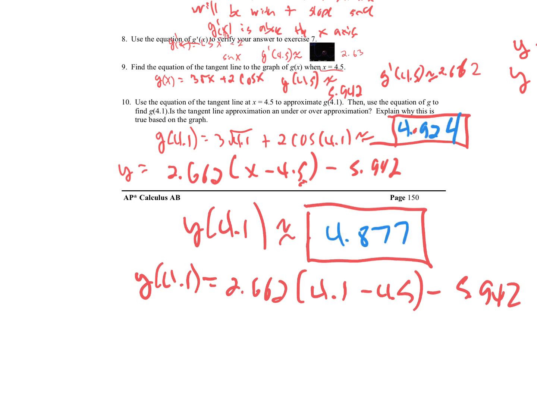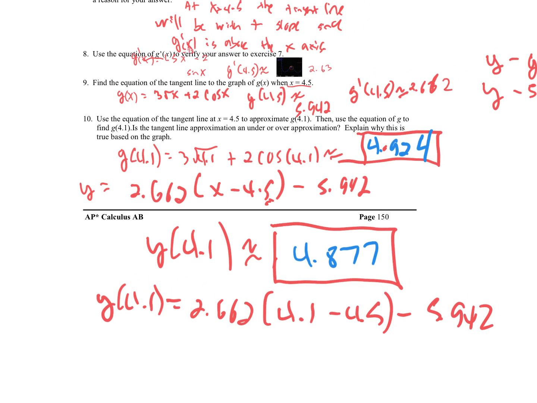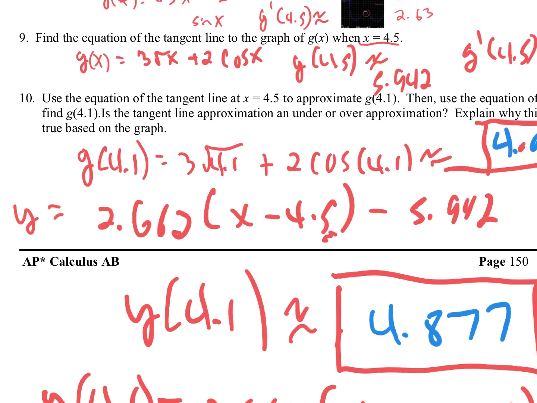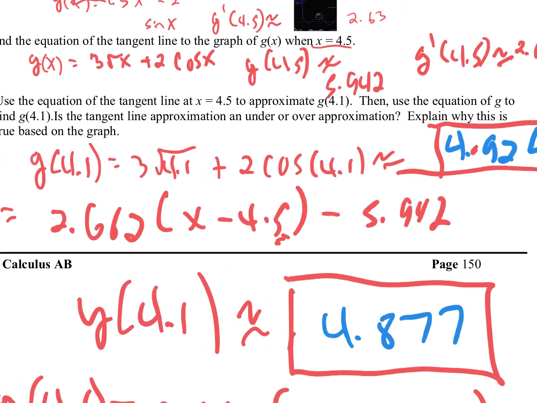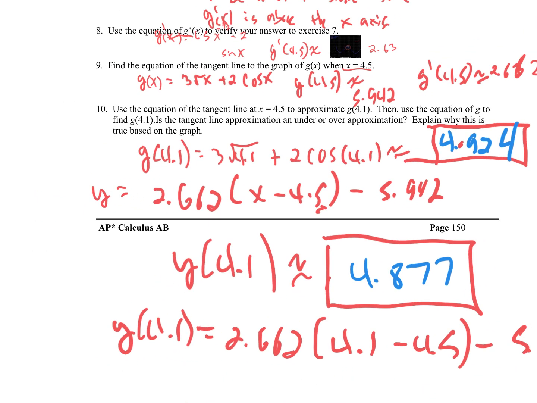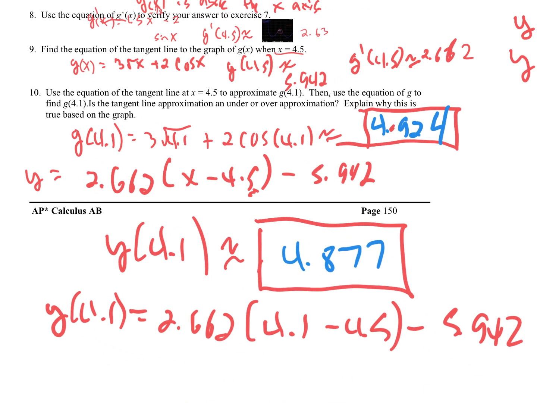Okay, I evaluated the original function at 4.1 and got 4.924. Evaluated that tangent line at 4.1, got 4.877. And was there any other question? Is the tangent line approximation under or over? Explain why based on the graph. Well, obviously, my tangent line is an under approximation.